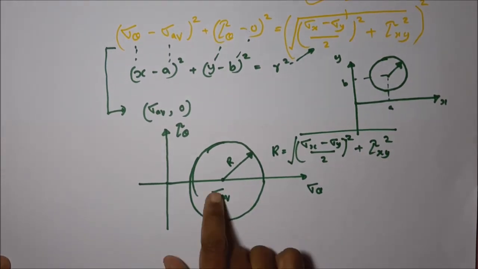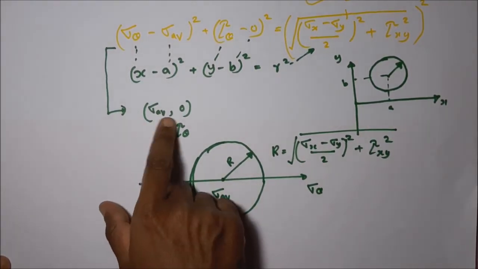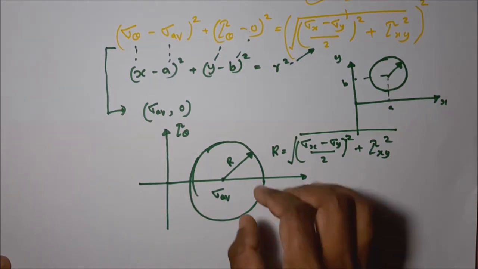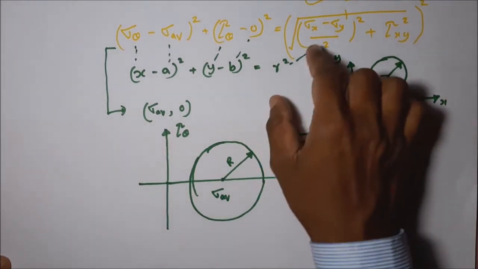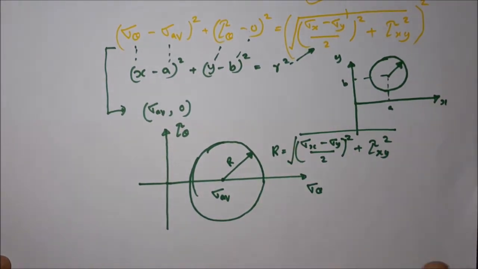So what is the property? The center always lies on the sigma theta axis, its center coordinates are sigma average comma 0, and its radius is always equal to this value. These two properties we know. I will draw a very clear diagram of what we found.